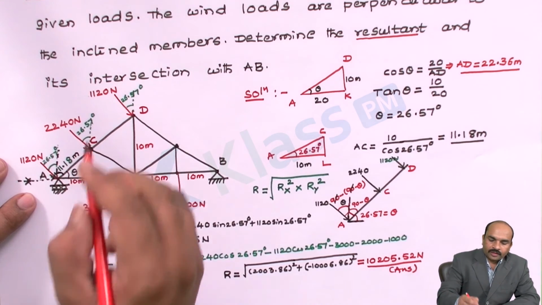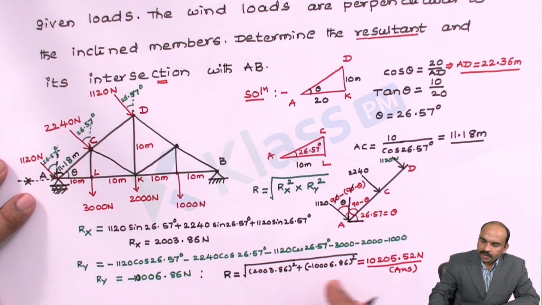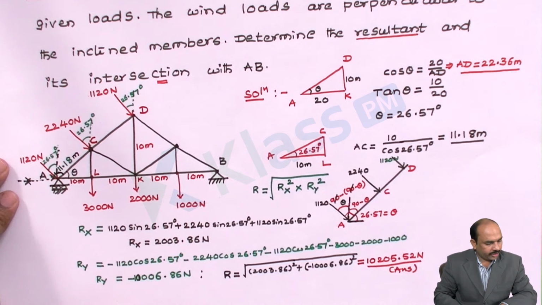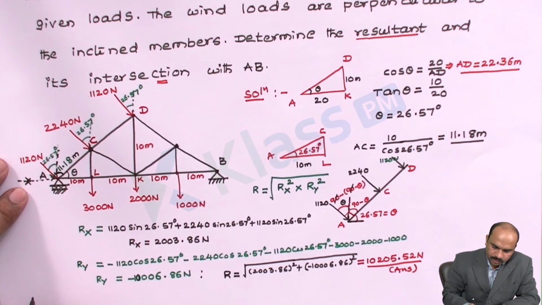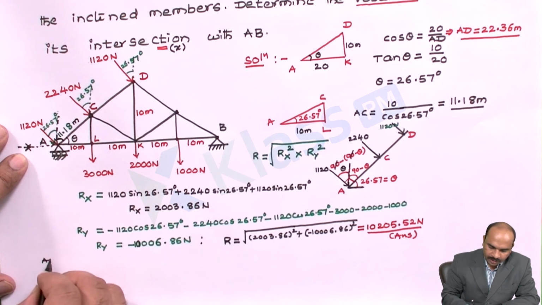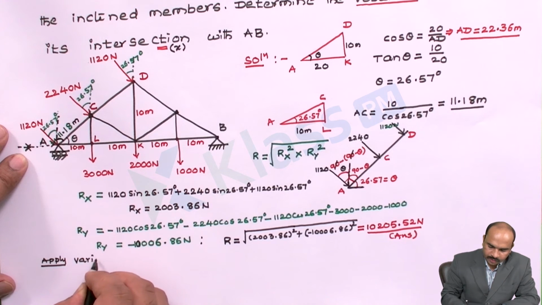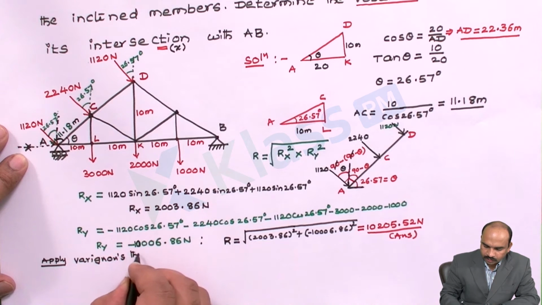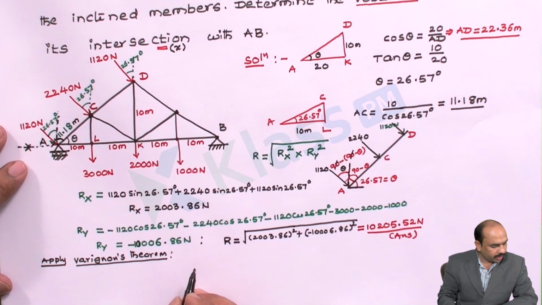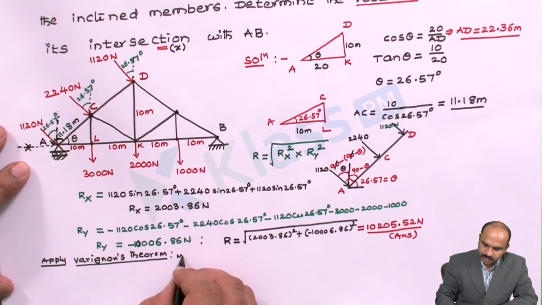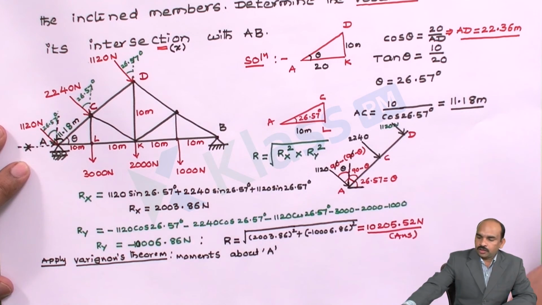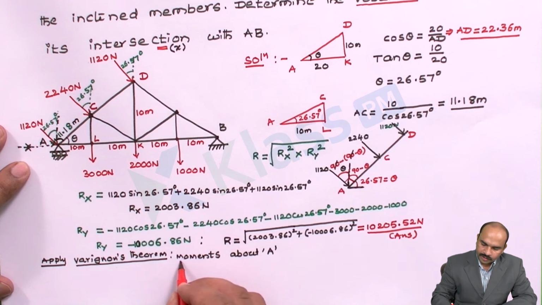Now the second part, we have to calculate its intersection, means we have to calculate at what distance this resultant force is acting. So let us calculate its distance. For that we are taking Varignon's principle. To get the intersection, let us say this intersection is x. So let us apply Varignon's theorem. Now I will write all the moments with respect to the point A. So I will take all the moments about point A.